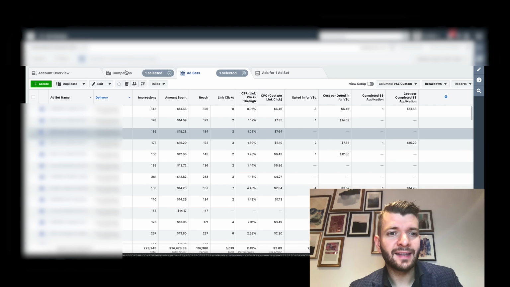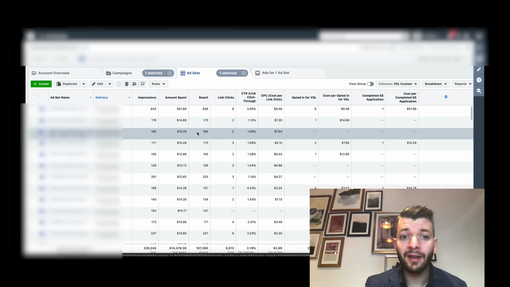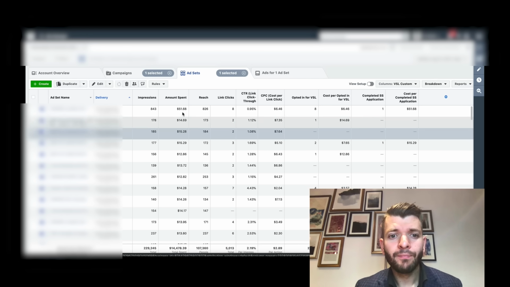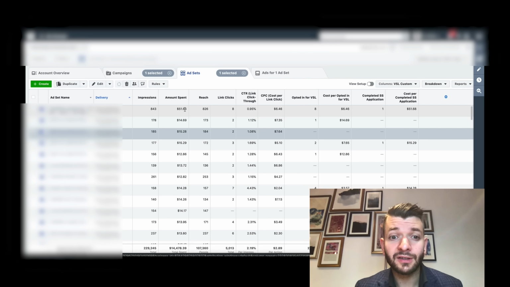You can see as few campaigns as possible, and all of the ad sets here. And over time, we try to have higher budgets per ad set. We move from $10, $20 per ad set to $50, $100 per ad set, because Facebook likes higher budget and less complexity within campaigns.